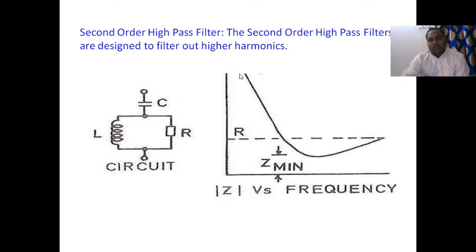Whenever the frequency is minimum, impedance is maximum. Whenever the frequency increases, the impedance reduces. So in this second order high pass filter, there is a resistance line. The impedance must be increasing within the limits of resistance. Please observe, this part is Z minimum, the impedance versus frequency graph in the second order high pass filter.